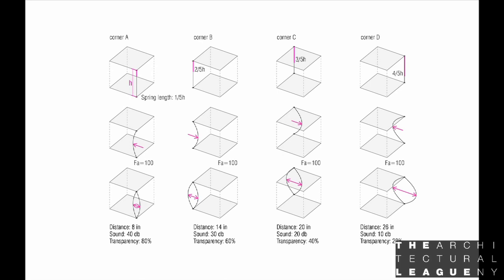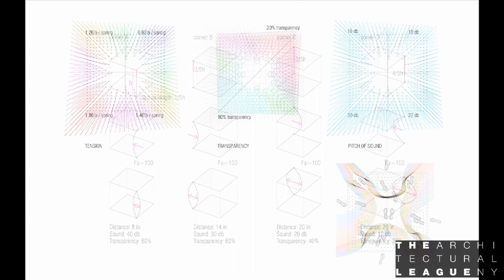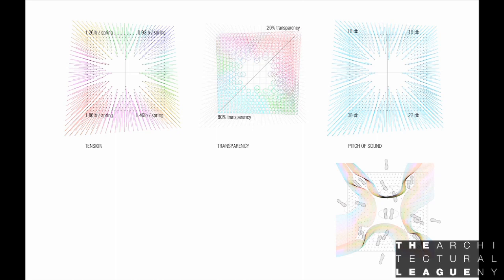So this diagram shows the springs are distributed into the cube with different information of tension, transparency, and sound. And these drawings visualize three senses that people can experience with 500 springs in the box.